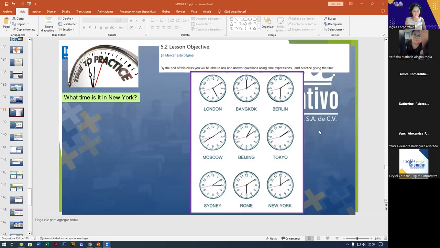Yesterday, it was not possible to connect to the class because of the energy, but here we are again. Remember that in the previous class, we were studying about telling the time, right? So we were practicing with that. And now let's continue practicing with it. Now let's give the time. For example, here, if we ask about the time in New York, can you tell me what time is it in New York?